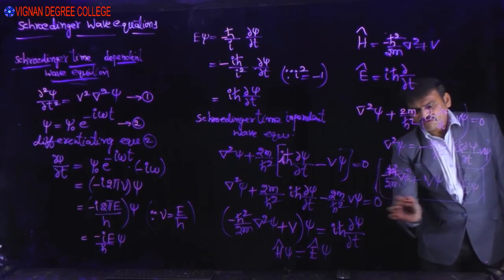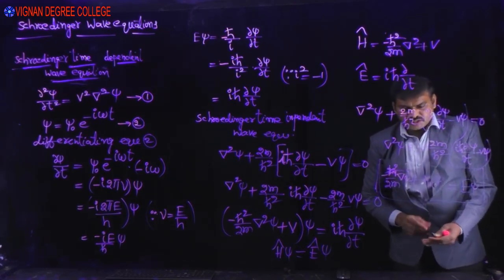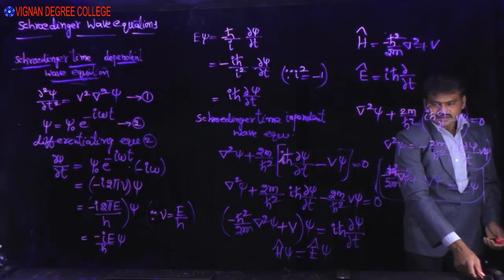So ψ is the wave function in space coordinates x, y, z and time t.